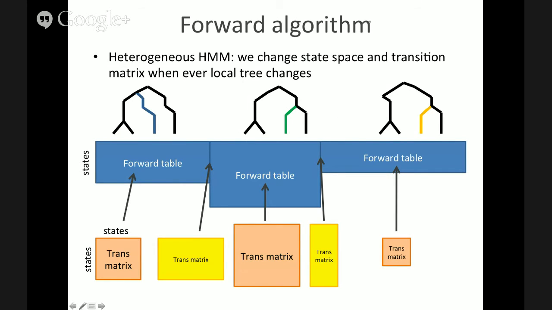This is just a visualization of what the forward algorithm would look like. For each non-recombining block of sites, we have lots of states which represent the attachment point of our new sequence. There's a single transition matrix for each non-recombining block. There's a one-time use transition matrix that helps you jump from one block to the other. The state space can grow and shrink, but otherwise it's the usual forward algorithm.